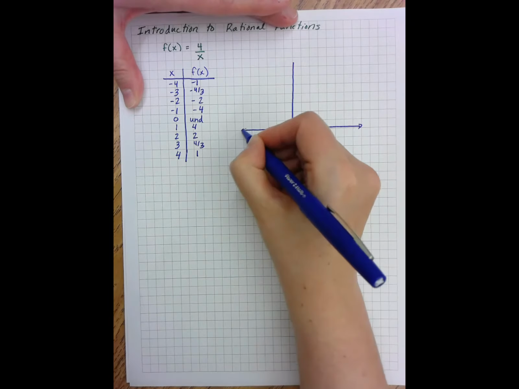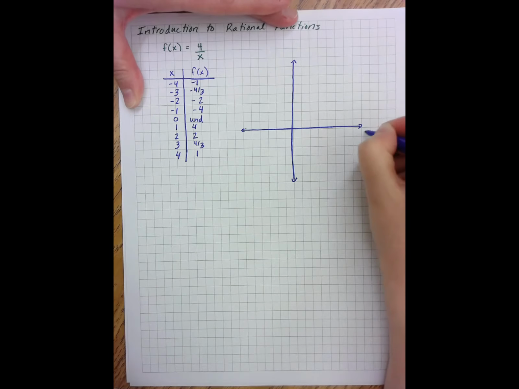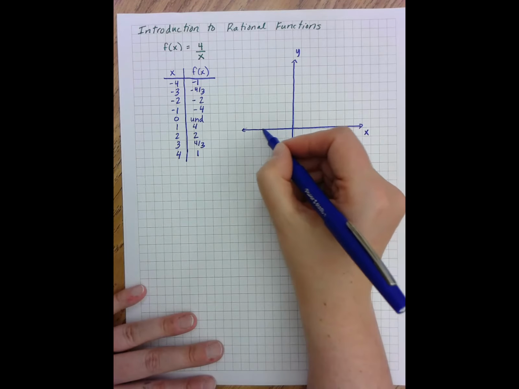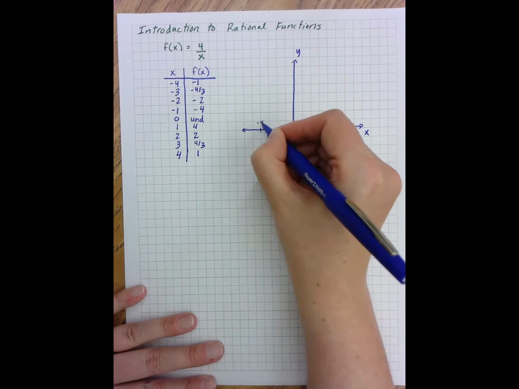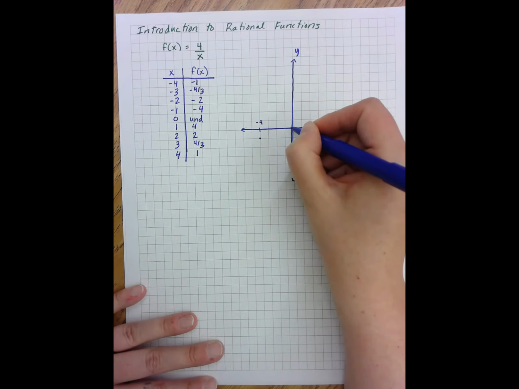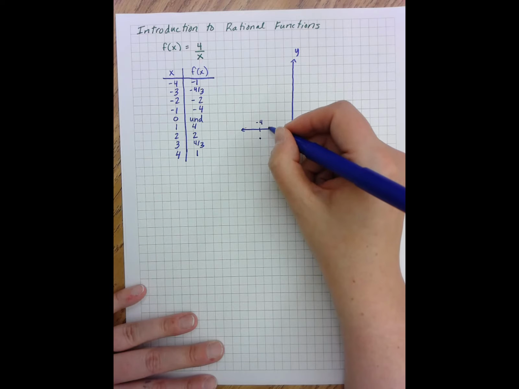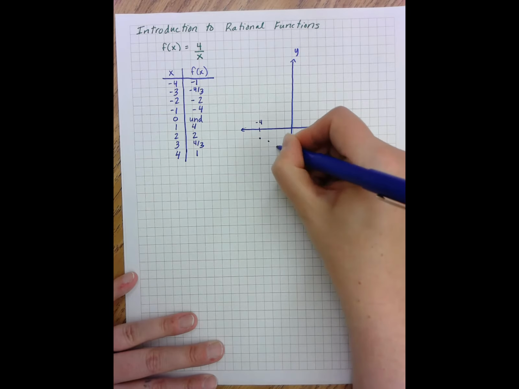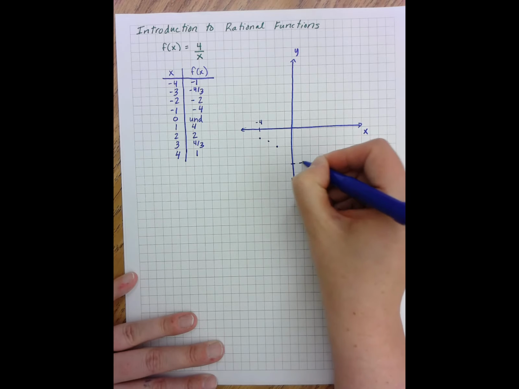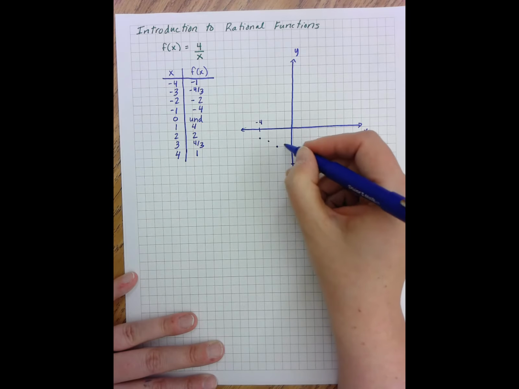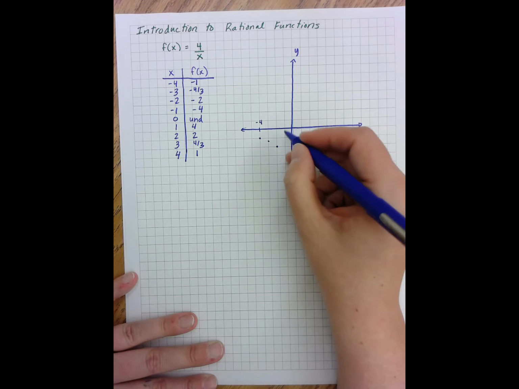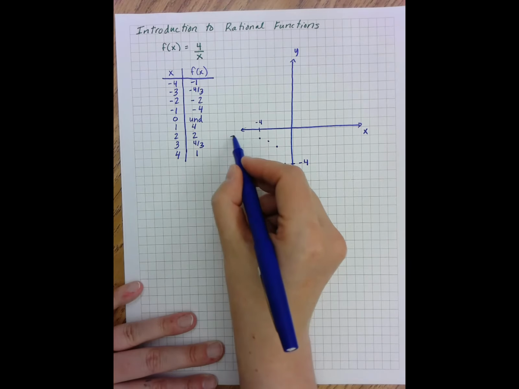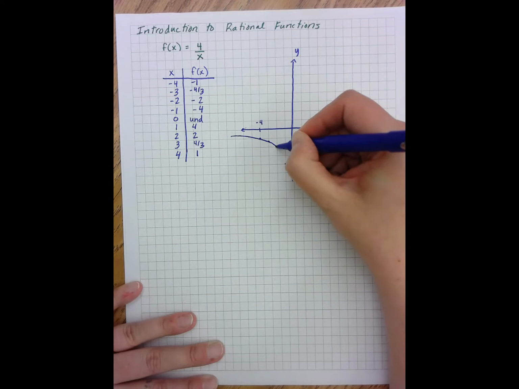So now let's take a minute to graph this and see what general shape I'm getting here. So -4, 1, 2, 3, 4, -1, -3, that's a little bit more than 1, -2, -2, and -1, -4. So I'm getting this kind of shape over here.